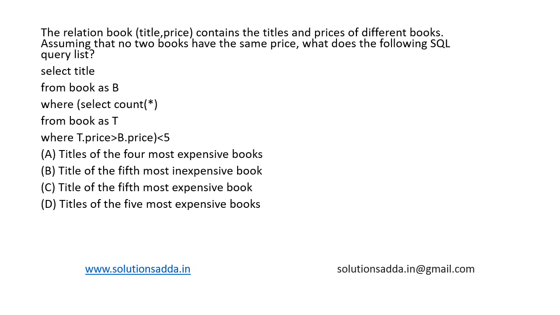This is a question from database. The relation book(title, price) contains the title and prices of different books. Assuming that no two books have the same price, what does the following SQL query return?